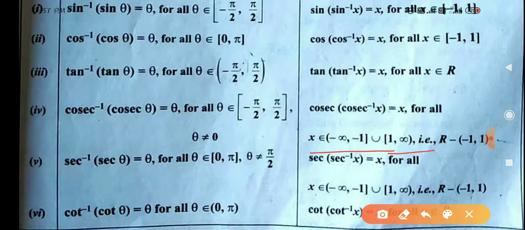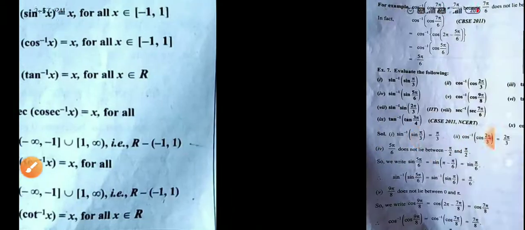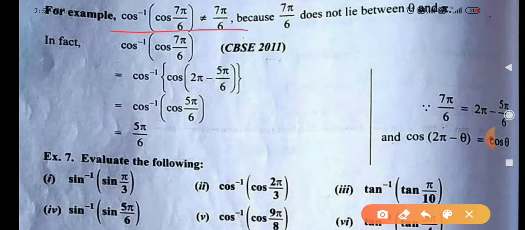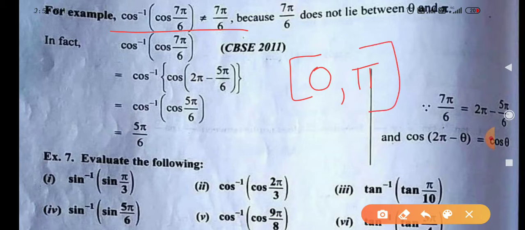Now I will take one example in which you cannot apply the self-adjusting property directly. See this example: cos inverse cos 7 pi by 6. Since 7 pi by 6 does not lie in the closed interval 0 to pi, which is the particular range for the inverse trigonometric function of cos, it is not lying there because it is greater than pi. It is outside this interval.